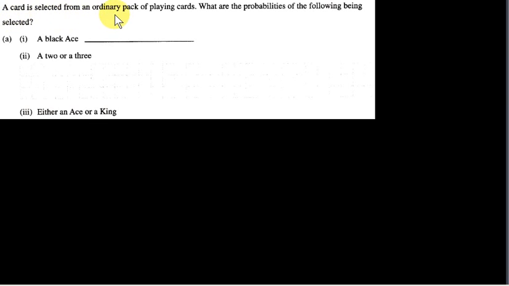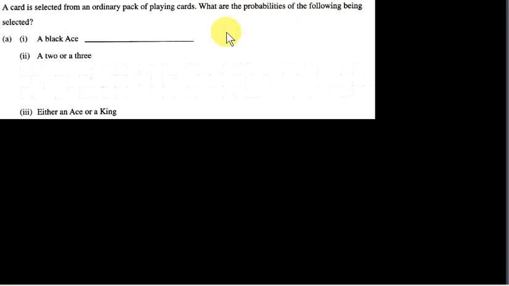A card is selected from an ordinary pack of playing cards. Presumably, we are dealing with a random selection here. Now, in the previous video, I said that a random selection usually means that every card has the same probability of being selected. There are 52 cards in a pack of playing cards, so the probability of any one card being selected is 1 over 52. So that's what we're assuming here.